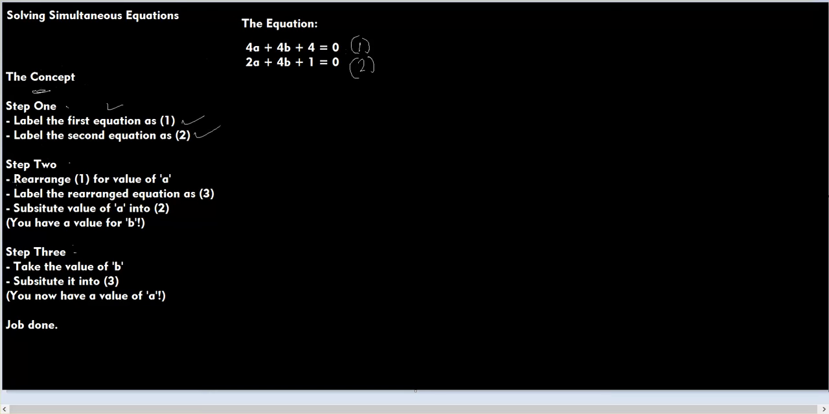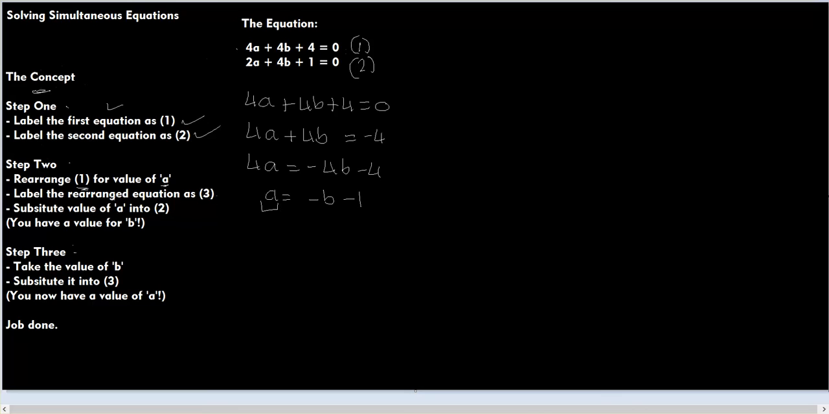Step 2 is to rearrange equation 1 for the value of a. So here is equation 1 and we shall write that out. We have 4a plus 4b plus 4 is equal to 0. If we rearrange this for the value of a, we have 4a plus 4b is equal to negative 4. Then 4a is equal to negative 4b negative 4, and if we divide by 4, we get a is equal to negative b negative 1. So here is our value of a.